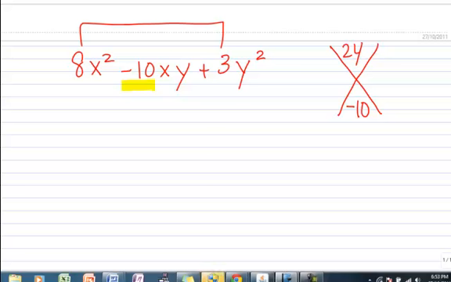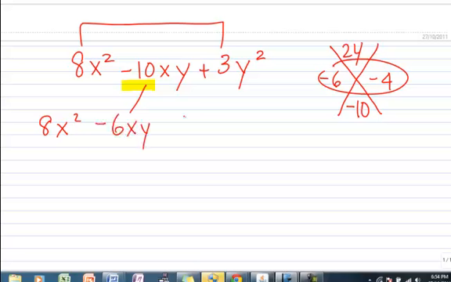Well, you can see that these numbers are the same. They have to be both negative in order for you to have a negative answer when you add them and a positive when you multiply them. And so it's negative 6 and negative 4. I circle my combination and I split the middle term. So I write everything the same except the middle term. I split it into minus 6xy, minus 4xy plus 3y squared.